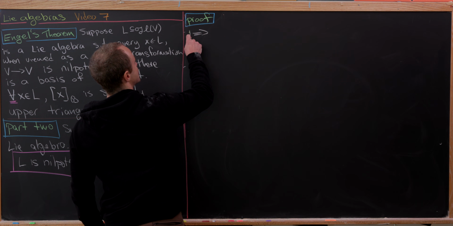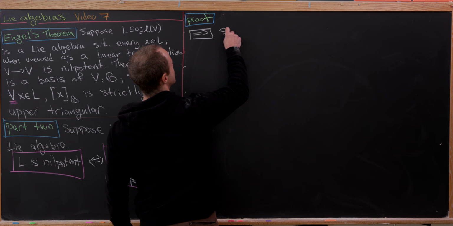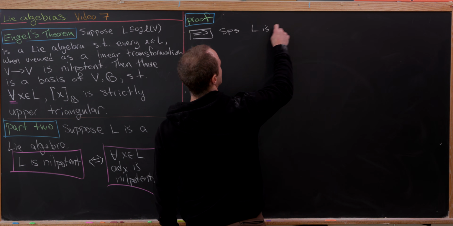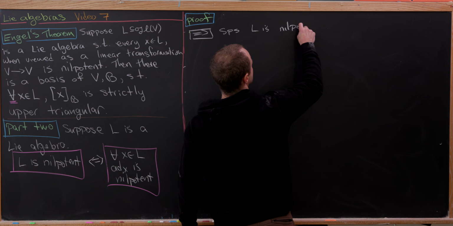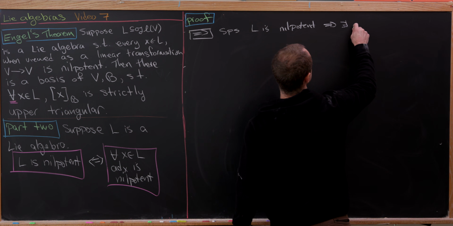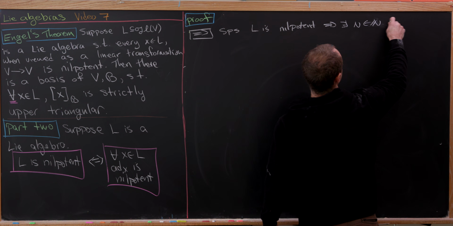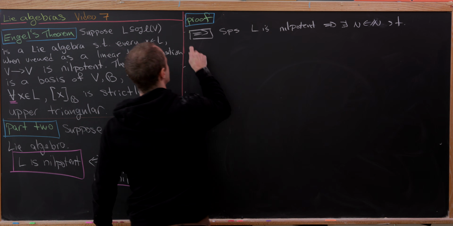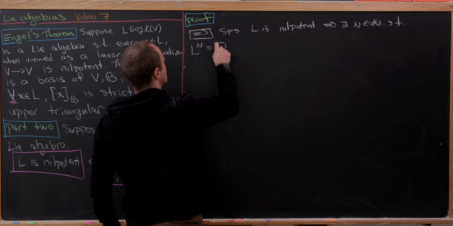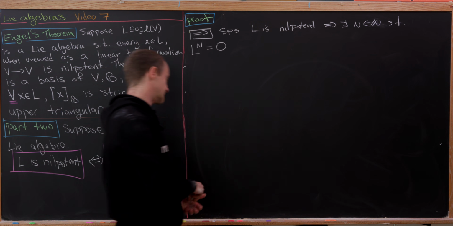It's an if and only if statement, which means we have two directions to prove. Let's do the first direction. Let's suppose L is nilpotent. Let's recall what that means. That means that there exists a capital N, a natural number, such that L^N was equal to 0.